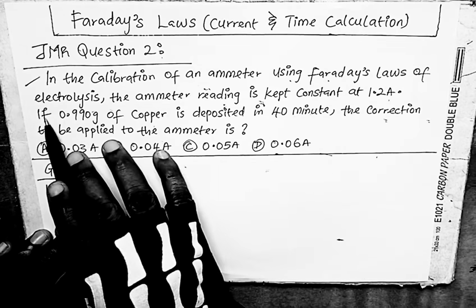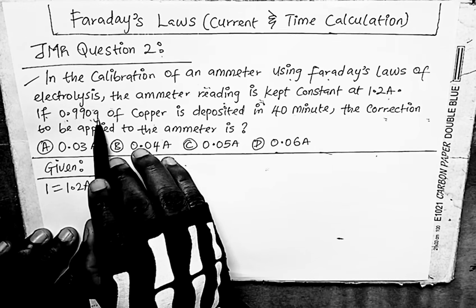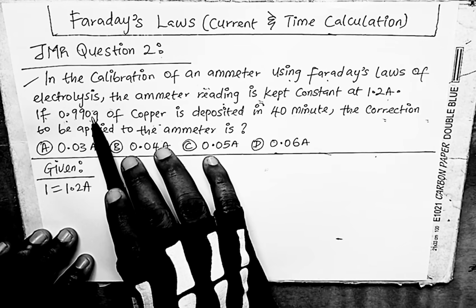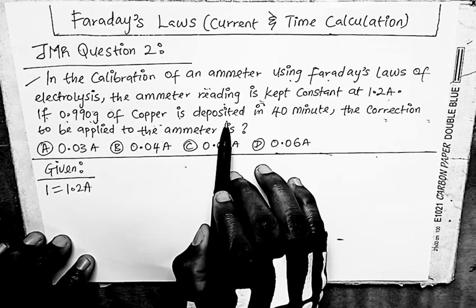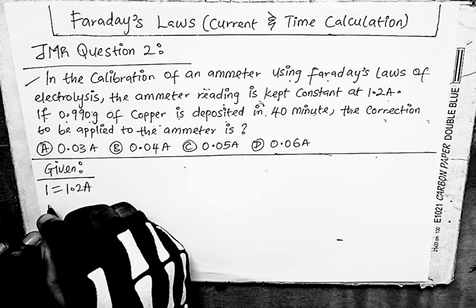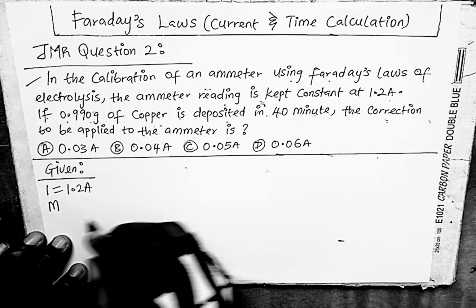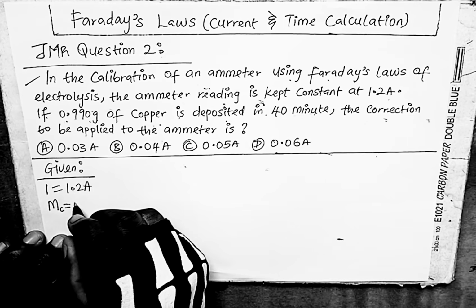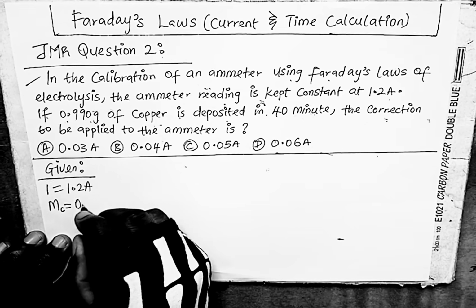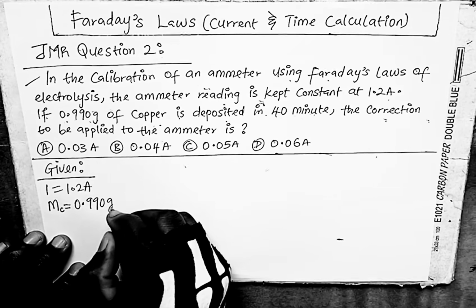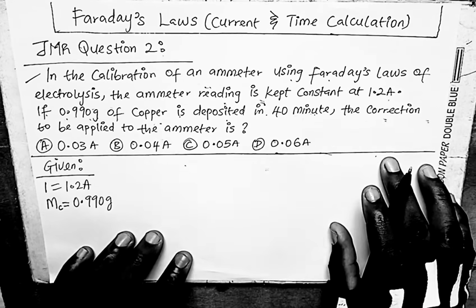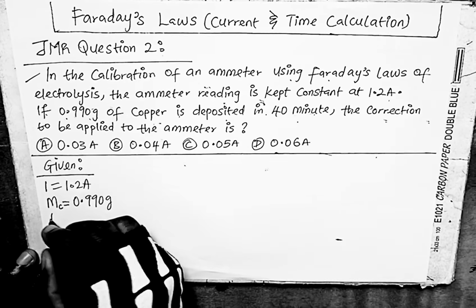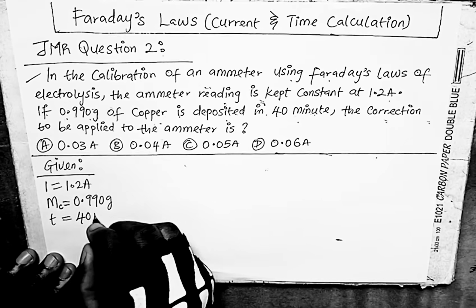Then, 0.990 gram of copper, this is the mass deposited, is deposited in 40 minutes, this is the time. So the mass of copper deposited is 0.990 gram, deposited in 40 minutes. Time is equal to 40 minutes.